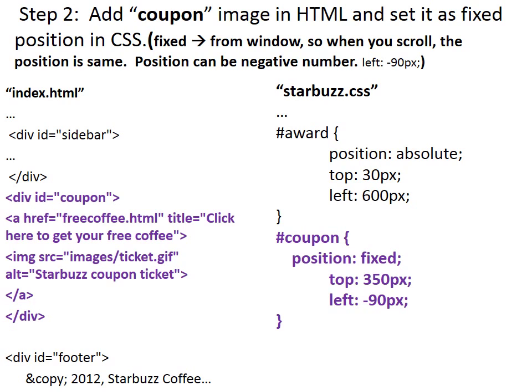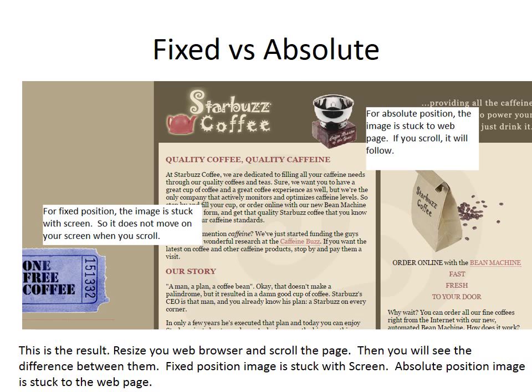In step 2, add a coupon image in HTML and set it as a fixed position in CSS. Fixed means from window, so when you scroll, the position is the same. By the way, position number can be negative, like left negative 9 pixels. This is the result. Resize your web browser and scroll the page. Then you will see the difference between them. Fixed position image is stuck with the screen. Absolute position image is stuck to the web page.